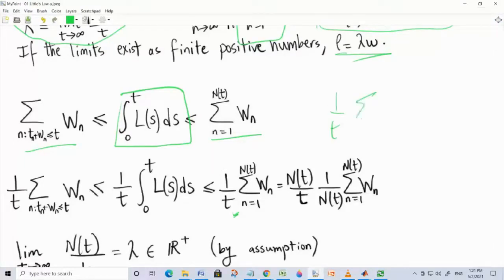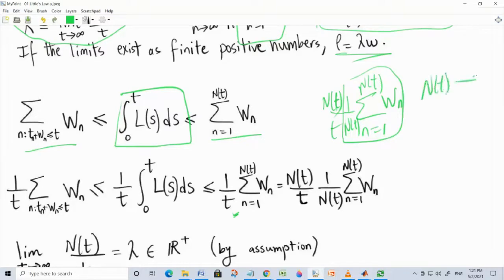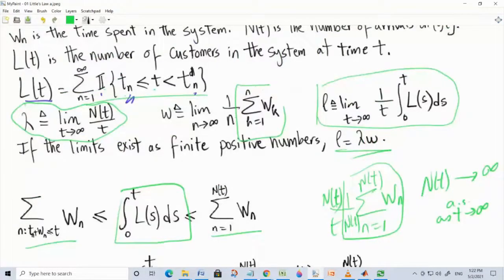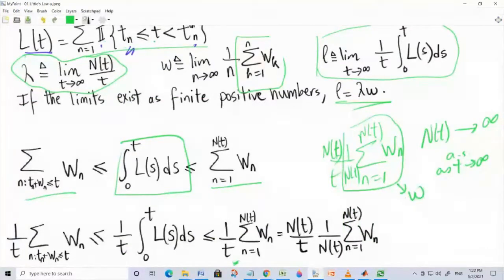So if we take the upper bound and divide by t, we will get 1 over t summation n from 1 to N(t) of Wn. What we can do is replace this 1 by N(t), and then divide by N(t), so that we have a summation with a number of terms, and we divide exactly by that number of terms. Because N(t) is growing without bound, it converges to infinity almost surely as t grows, so putting N(t) here has exactly the same effect. Since N(t) converges to infinity almost surely as t goes to infinity, this is exactly equivalent to what we have in the definition, and so this will go to w.